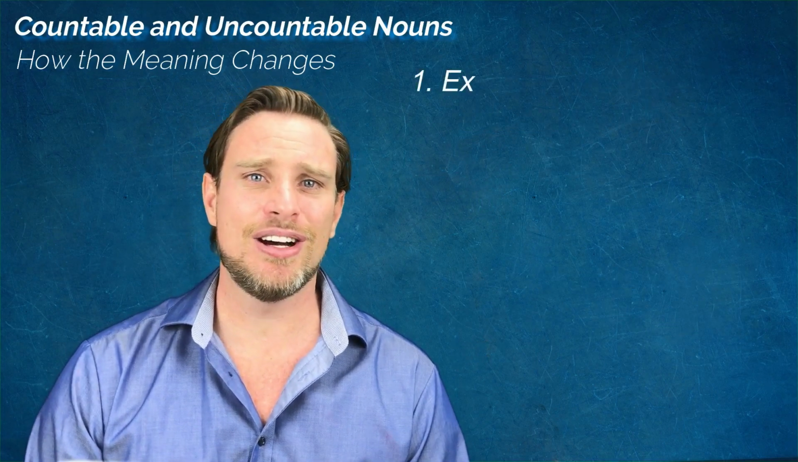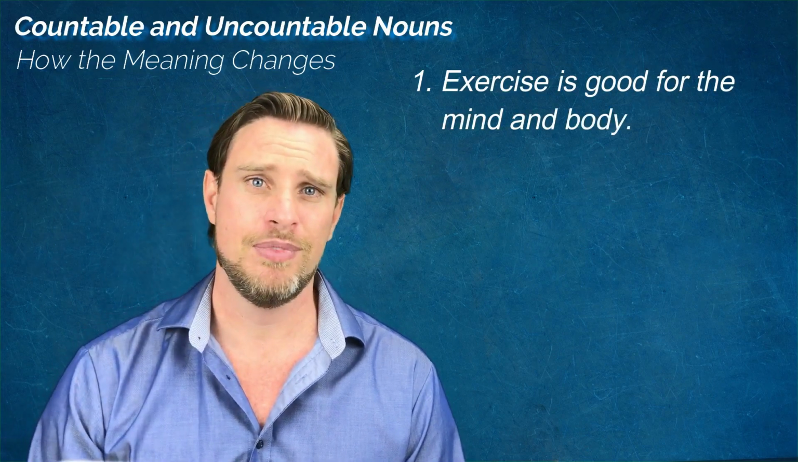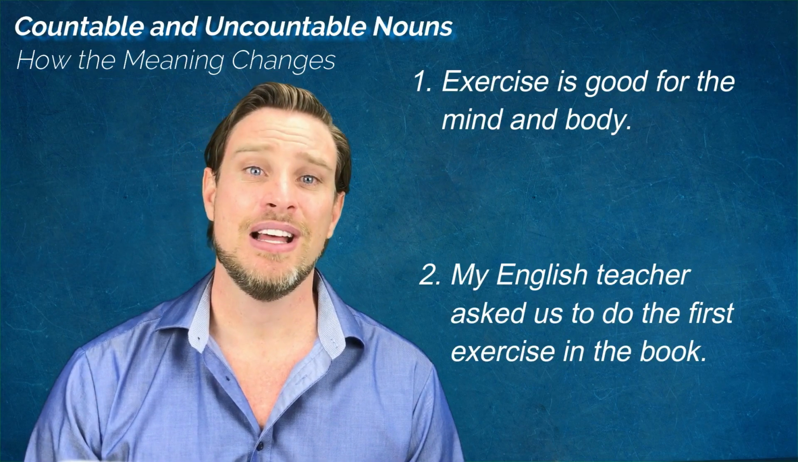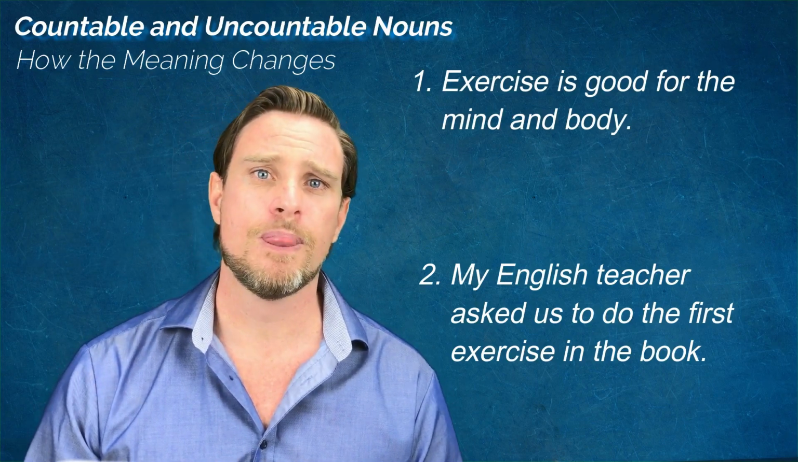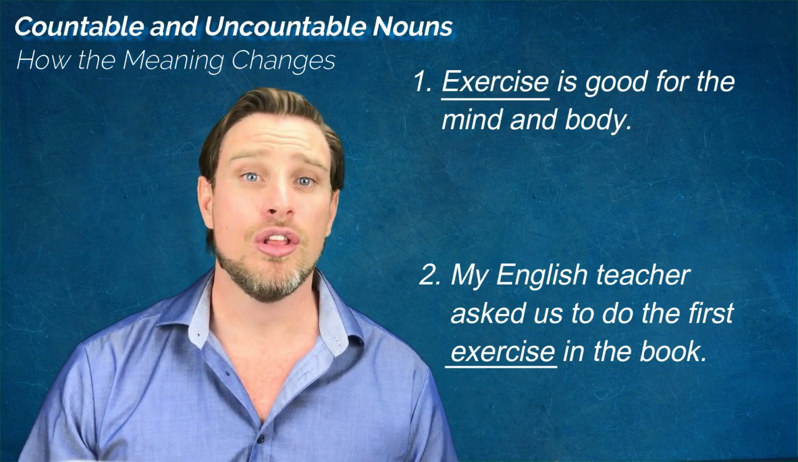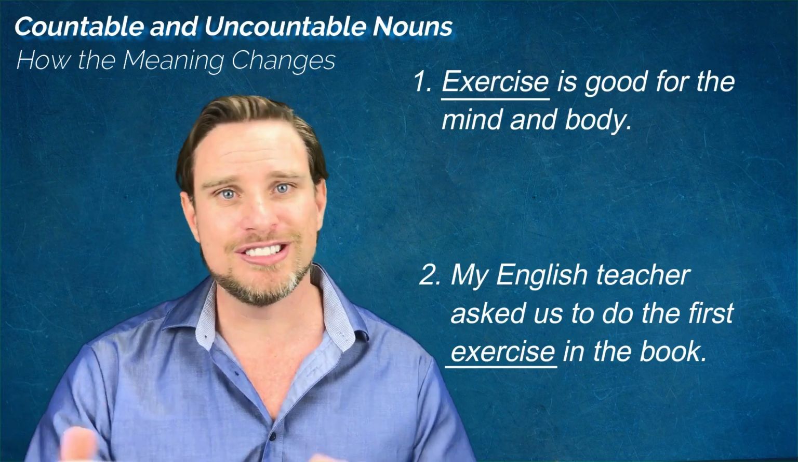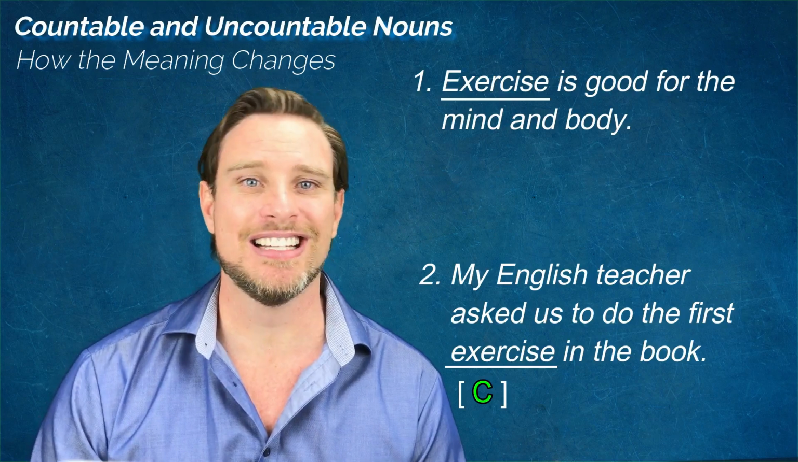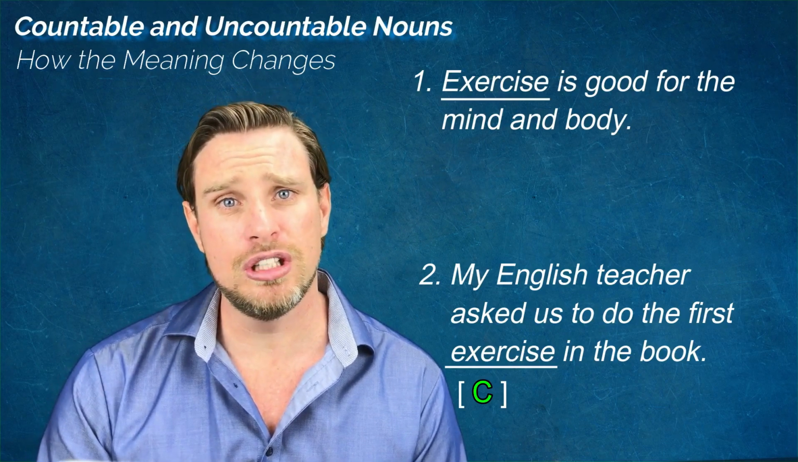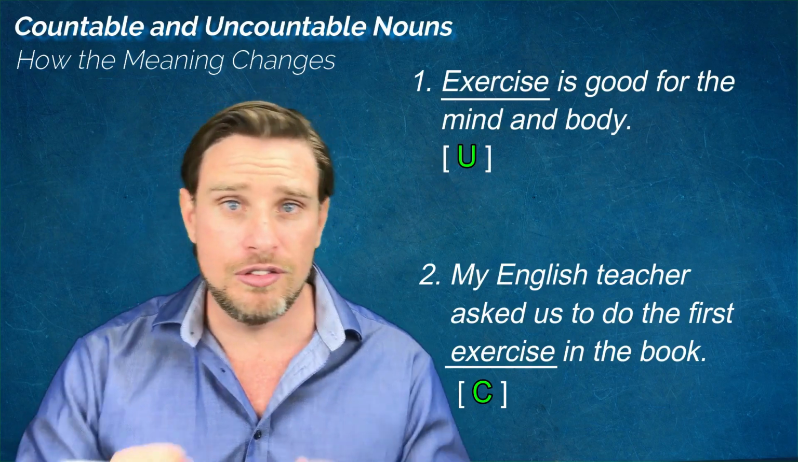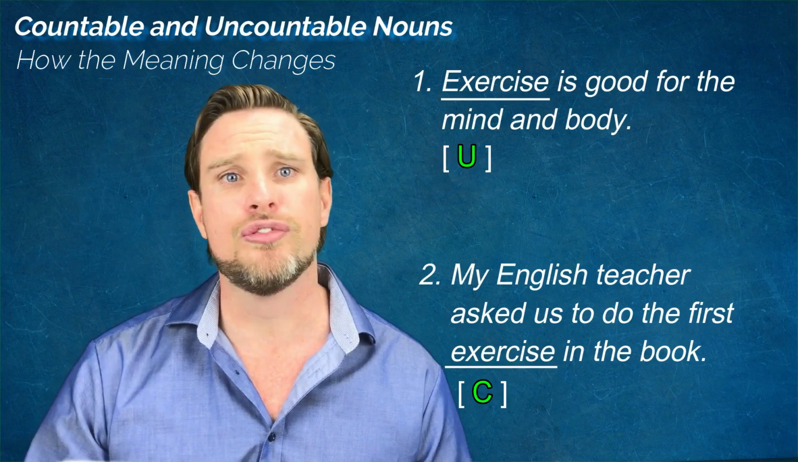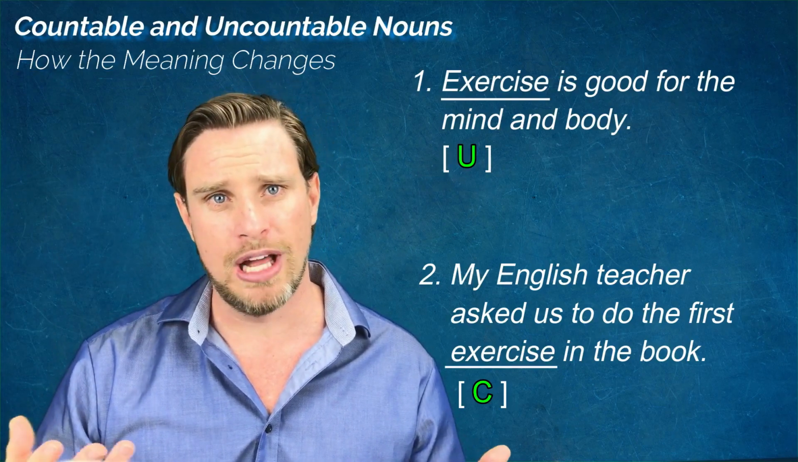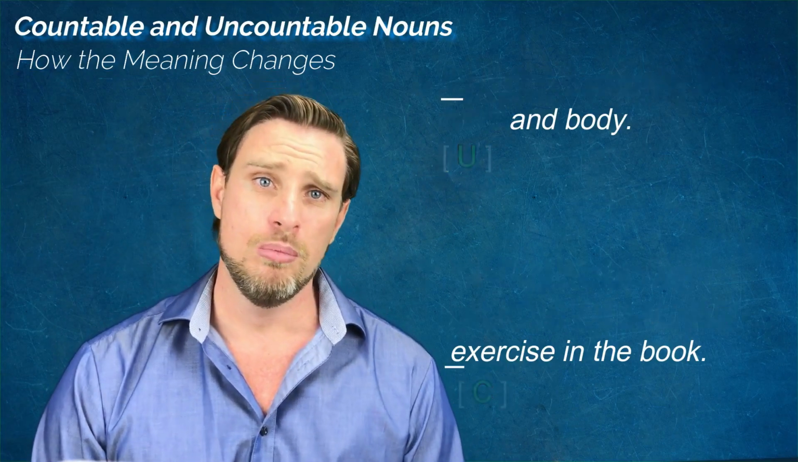Another one, exercise is good for the mind and body. And my English teacher asked us to do the first exercise in the book. This one's got a bit of a clue. Sentence number 2 must be countable because we've said the first exercise. We are counting first, second, third, so it has to be countable. This just refers to a set of questions normally, doesn't it? The first sentence, conversely, is uncountable and means physical activity in general. Exercise is good for the mind and body. This could be running or swimming or playing tennis, any form of physical activity. Exercise in general.